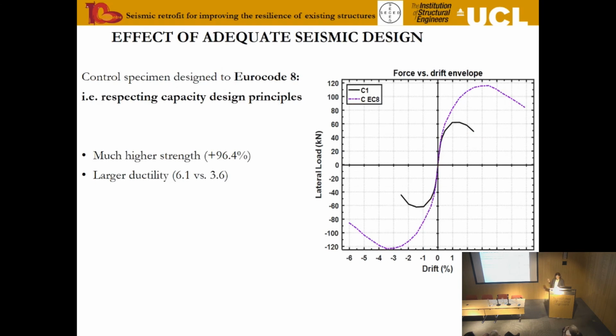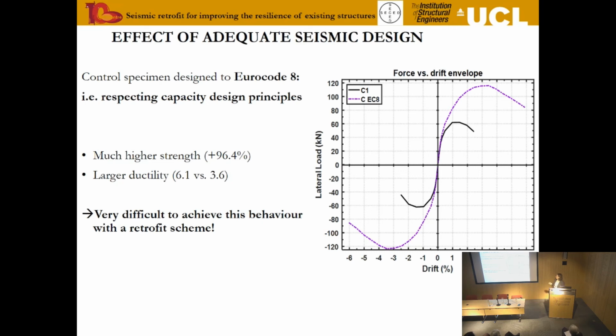If we look instead at the control specimen designed for Eurocode 8, as we would expect, you can achieve a much higher strength, actually 96% higher than for the non-seismically designed structure, and a much larger ductility. Again, your displacement at failure is much, much larger.